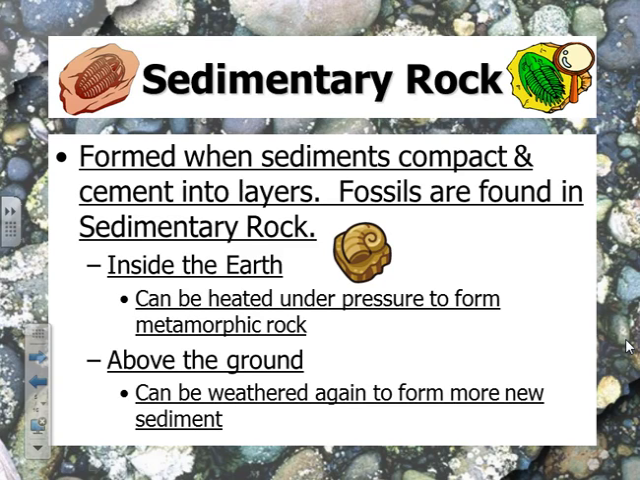Okay, the next type of rock we're going to talk about that exists within the rock cycle is our sedimentary rock. Sedimentary rock is formed when sediments compact and cement into layers. And fossils are only found in sedimentary rocks. So if I gave you a rock quiz, and I sat a rock out on the table and I said, what type of rock is this? And you noticed there was a fossil inside of it, you would automatically know that it is a sedimentary rock.